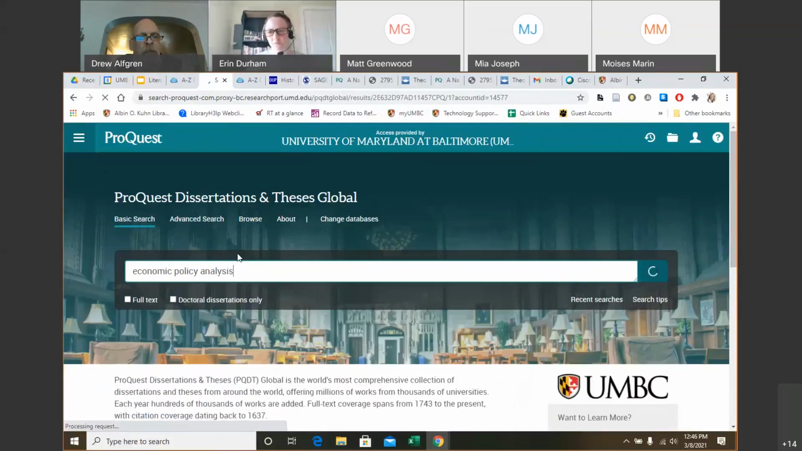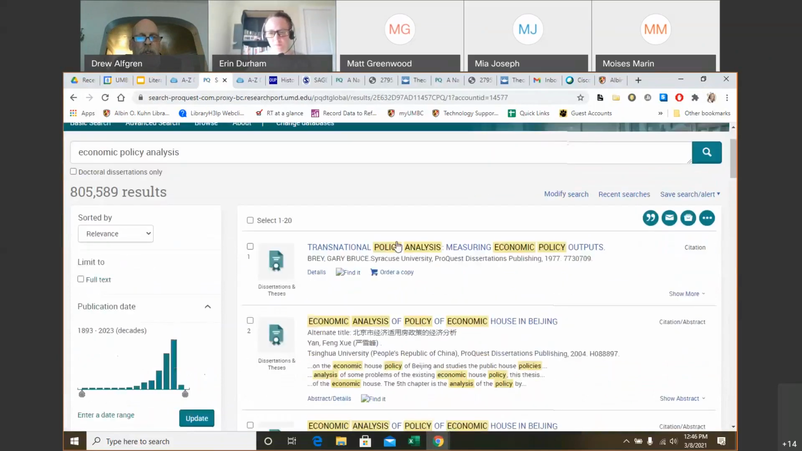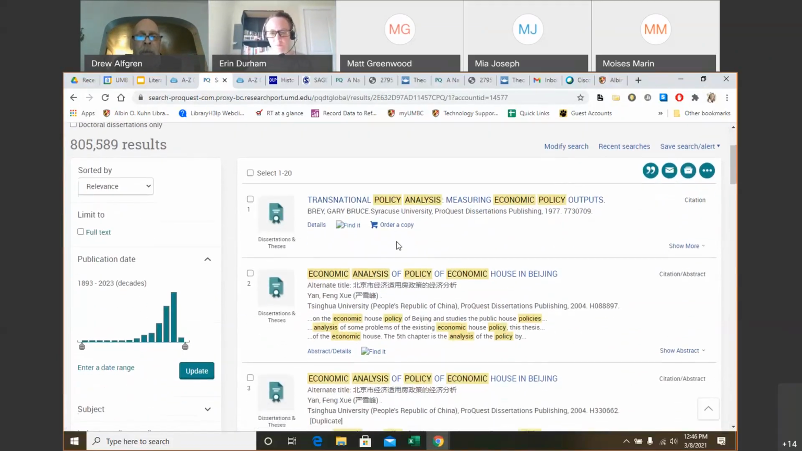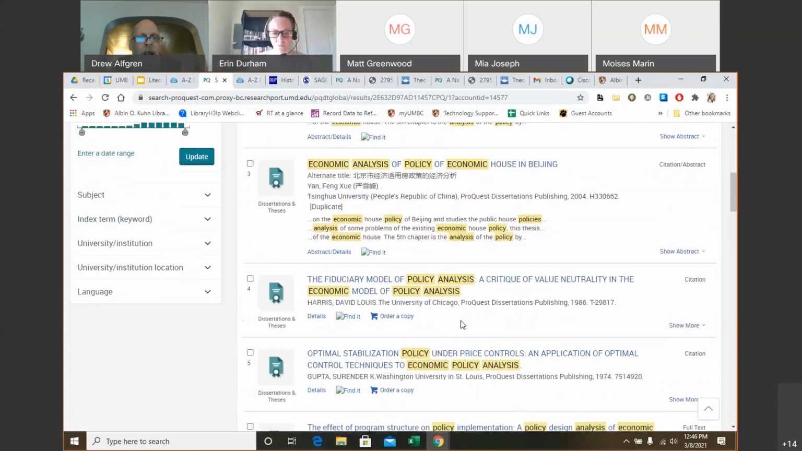Economic policy has very broadly defined silos of literature. You have Marxist literature, you have Keynesian literature, you have all sorts of neoliberal literature in economic policy analysis. And they argue a lot about it.